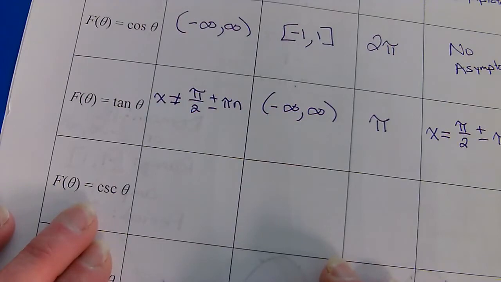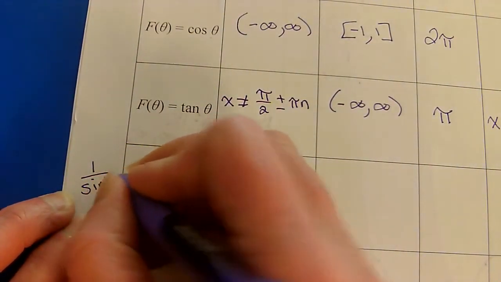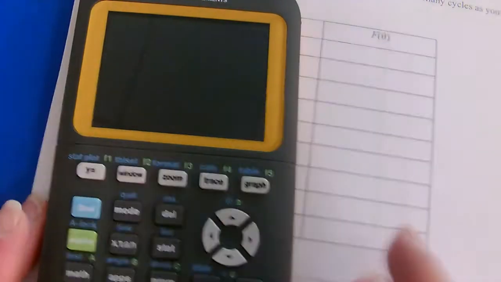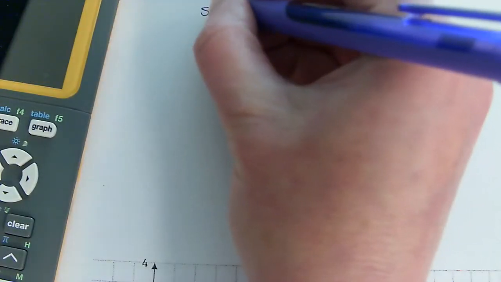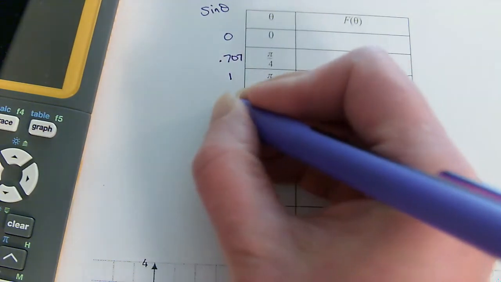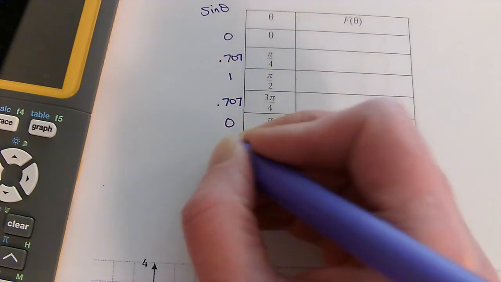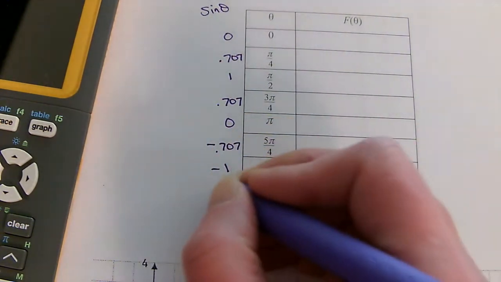The next one is cosecant, and let's just remind ourselves that's 1 over sine. So in my calculator, let's remember what sine was. So sine was 0.7071, and you're like, how in the world does she know this? I've done it enough.